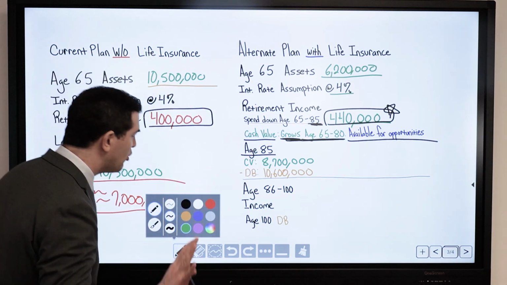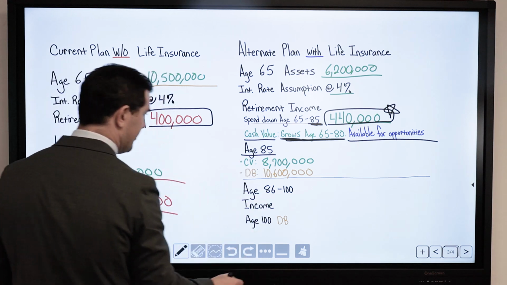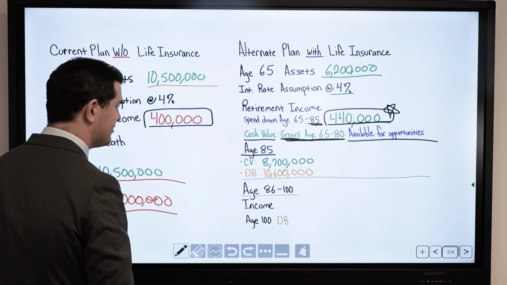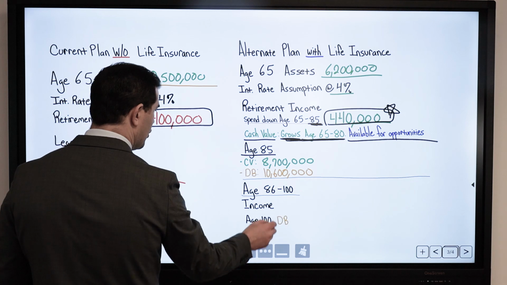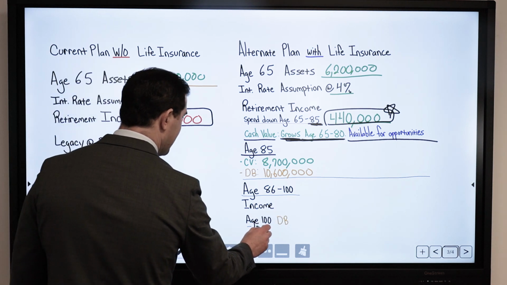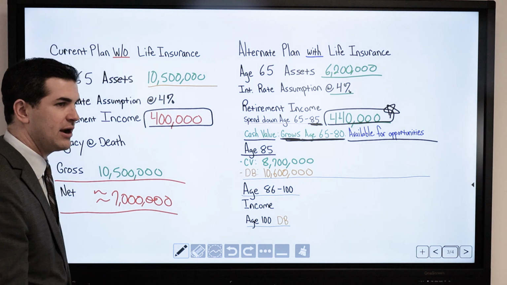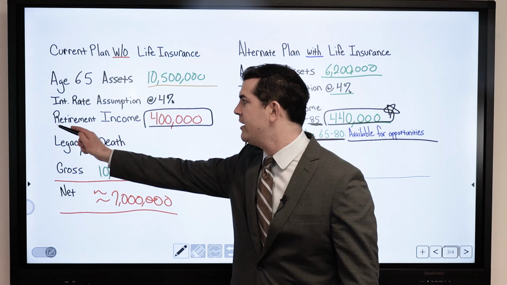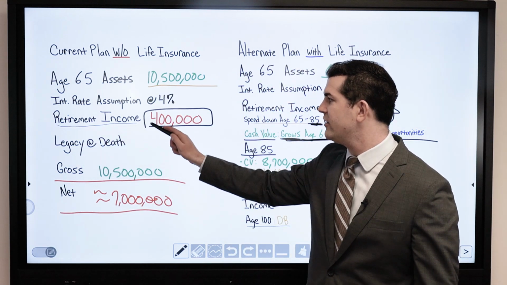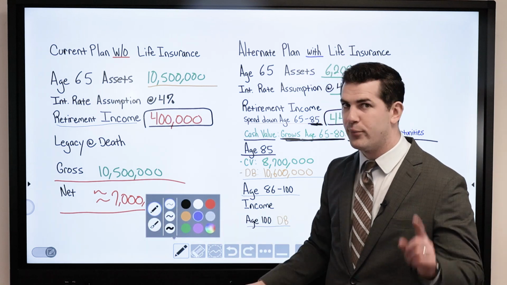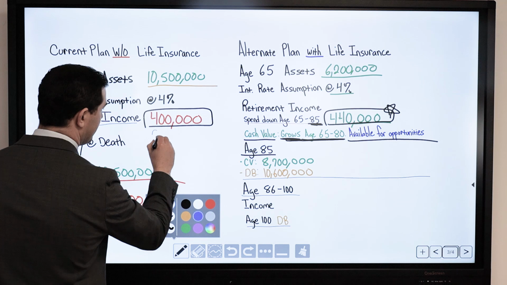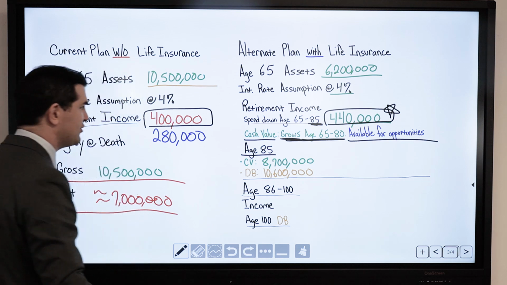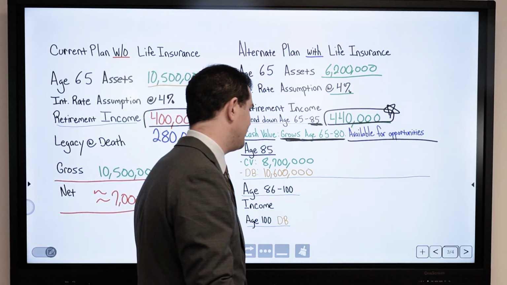Now, to continue on with this plan, let's assume we're still going strong. 86 to 100. Let's assume we live to 100 years old. What does the income look like? And then what does my death benefit look like at age 100, depending on how much income I want to distribute? Going back to the current plan, the income was $400,000, but that is pre-tax. I may net after tax what here? Remember what we came up with when we did this math? $280,000, assuming 30% of it goes out the door to taxes.